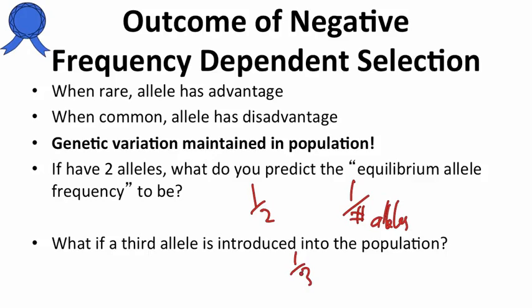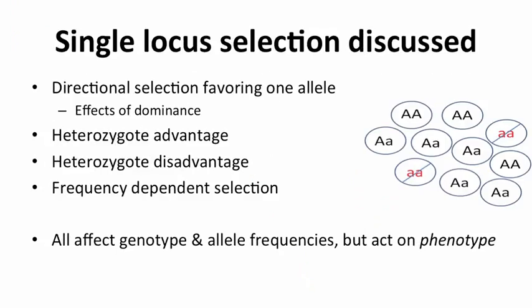Now, frequency-dependent selection is another way of maintaining variation in a population through selection. And we talked about a couple of different modes of single locus selection here. Some of them remove variation, some of them retain variation. Okay, so directional selection favoring one allele, this essentially eliminates variation, right? And the effects of dominance will change the speed with which variation is eliminated, as well as the strength of selection, of course. Heterozygote advantage maintains variation.